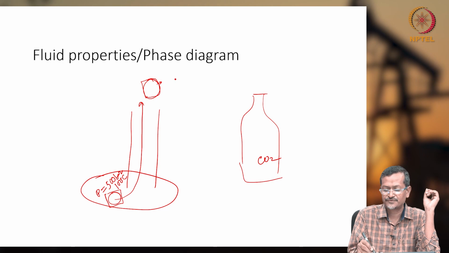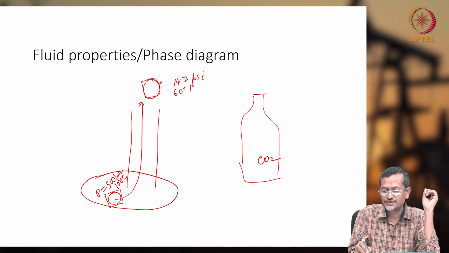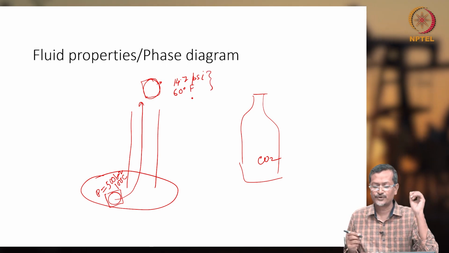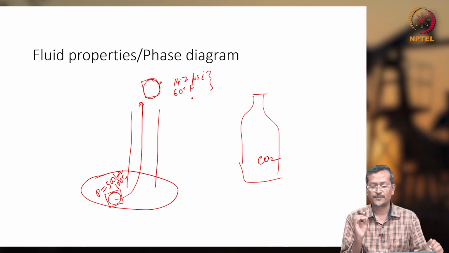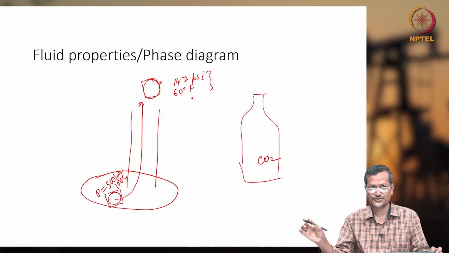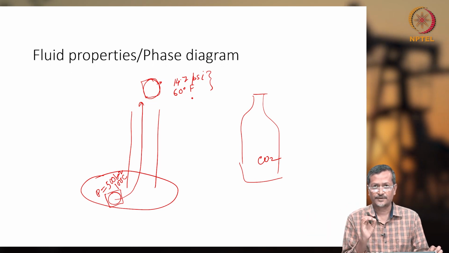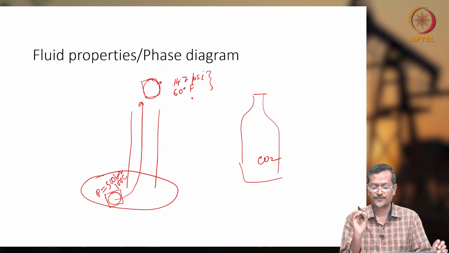Standard condition is defined as 14.7 psi pressure and 60 degrees Fahrenheit. We do not say centigrade, we do not say Newton per square meter, we say 14.7 psi. Psi is used for field application in the oil and gas industry, and Fahrenheit is also used in the field. So for standard condition, they say 14.7 psi and 60 degrees.